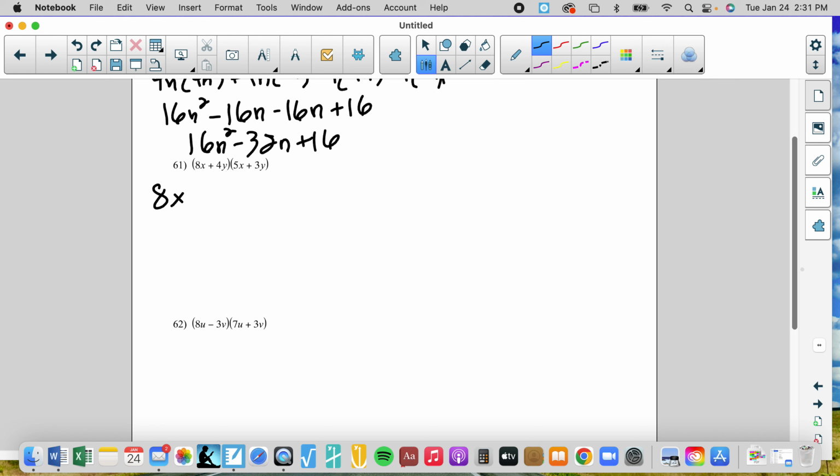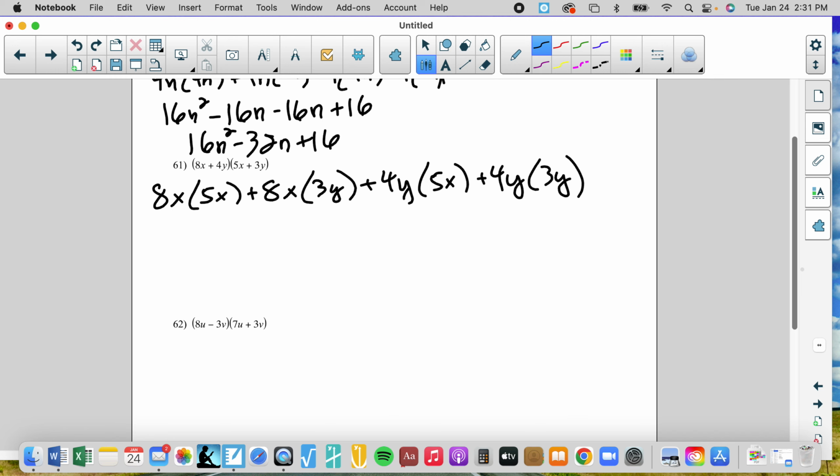61, we're going to do 8x times 5x plus 8x times 3y plus 4y times 5x plus 4y times 3y. So we notice that now we have 2 variables. We have variables for each of the binomials, each of the terms in the binomials. 8x times 5x is 40x squared. 8x times 3y is 24xy. 4y times 5x is 20xy. Make it xy, not yx, alphabetical order. And 4y times 3y is 12y squared.